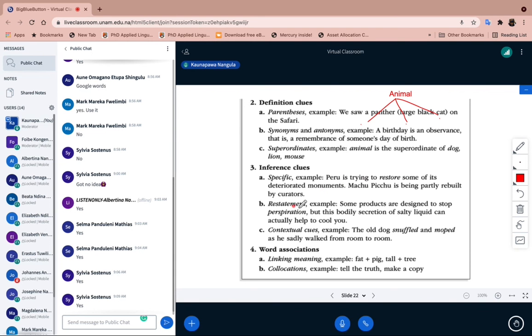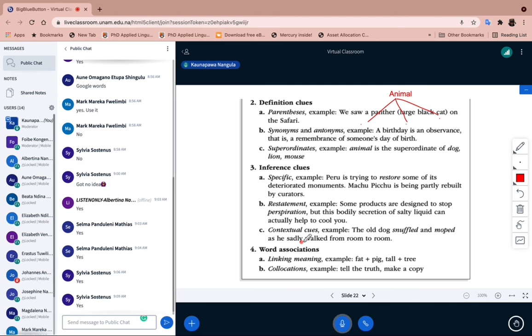And then restatements. We have an example of restatement. Some products are designed to stop perspiration, right? But this bodily secretion of salty liquid can actually help to cool you. So here we are restating the same information. We're talking about perspiration, sweating, basically. And then they tell you what this perspiration is about, right? It's restating the same sentence.